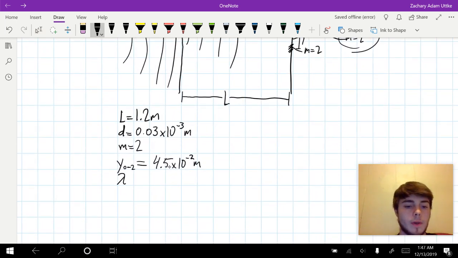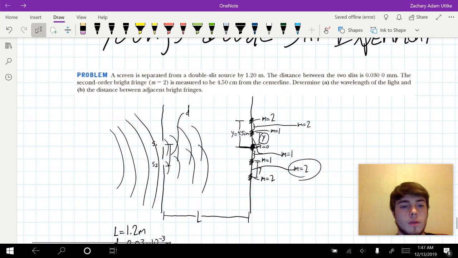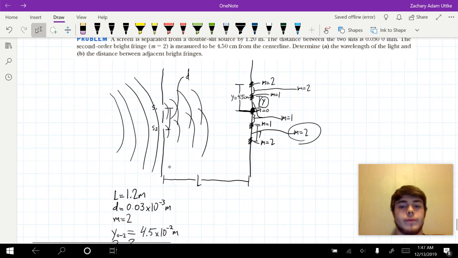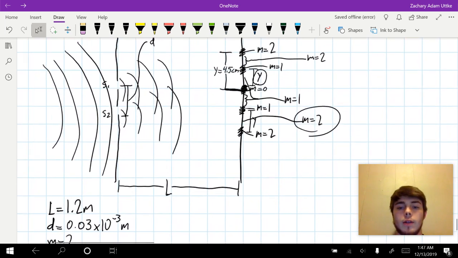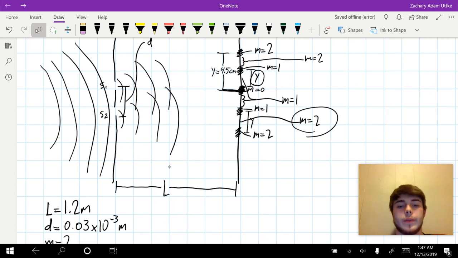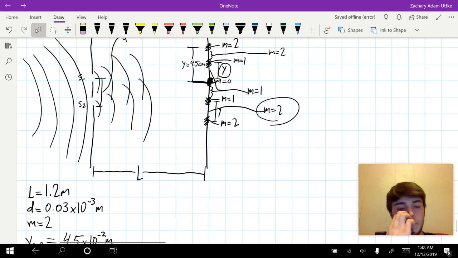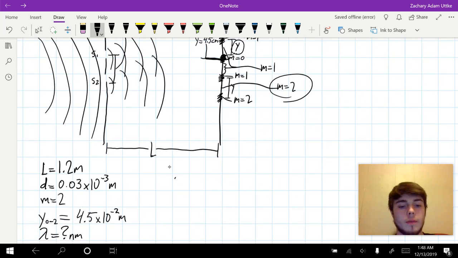So we're looking for the wavelength, most likely going to be in nanometers. And we're also looking for the distance between adjacent bright fringes. So like I said earlier, that distance will always be the same. So we can go ahead and solve for part B.